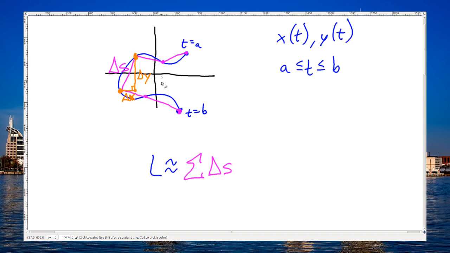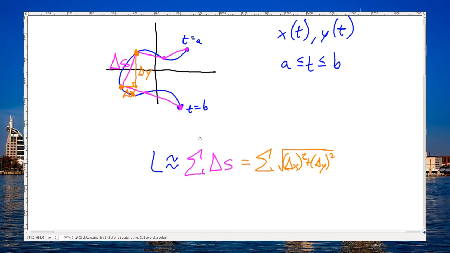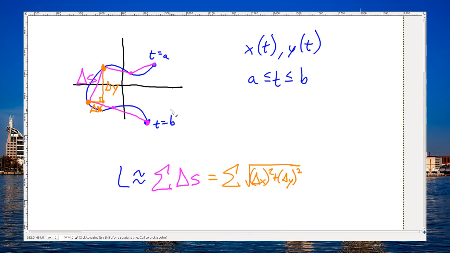triangle here. And since we have this nice relationship, a right triangle relating the change in x, the change in y, and the change in s, we can compute this. This is going to be equal to the sum of the square root of delta x squared plus delta y squared. And so what are we doing here? Well, this is basically the setup for a Riemann sum.